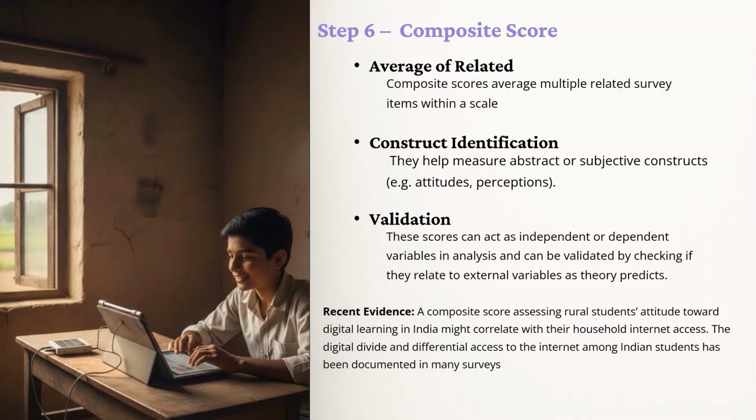A composite score assessing rural students' attitude toward digital learning in India might correlate with their household internet access. The digital divide and differential access to the internet among Indian students has been documented in many surveys. By following these steps and collecting reliability and validity evidence across time, settings, and samples, researchers can improve the quality of surveys as well as the validity of conclusions drawn from these surveys.